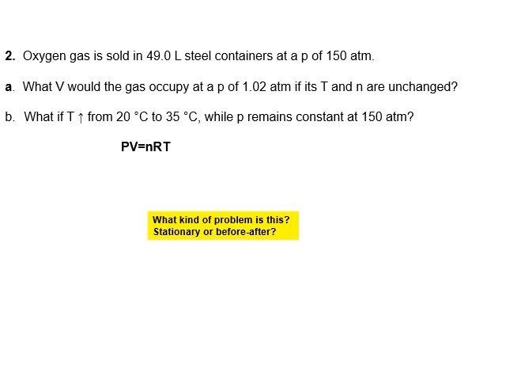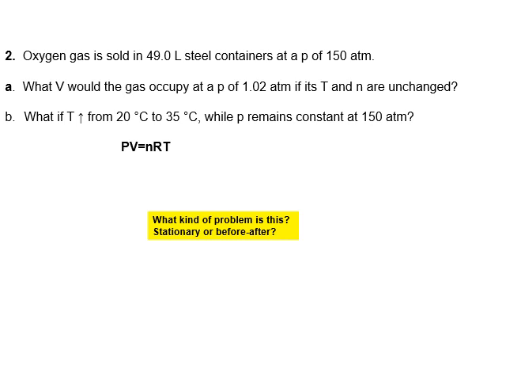This is the kind of problem you're likely to see on the exams, and especially on the final, because there's only 3 or 4 questions per chapter. So you're almost certain you're going to see something like this. When you get a problem like this, it's an ideal gas law problem, but there are 2 forms. One of them is a stationary form, and one of them is a before-after. Let's read this. Oxygen is sold in steel containers at a pressure of 150 atmospheres. Wow. What volume would the gas occupy at a pressure of approximately 1 atmosphere?